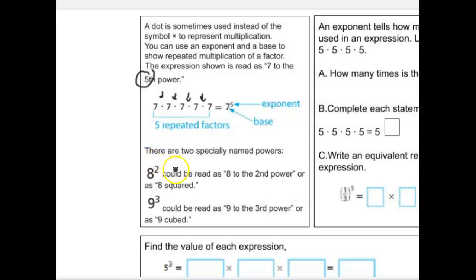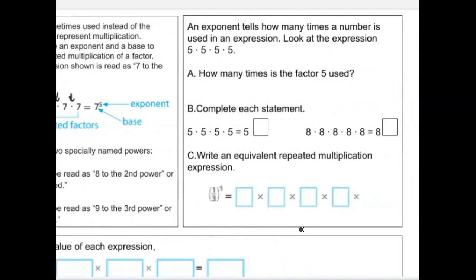Let's look beneath that. There are two specially named powers. 8 squared could be read as 8 to the 2nd power or as 8 squared. This one right here could be read as 9 to the 3rd power or as 9 cubed. An exponent tells us how many times the number is used in an expression. Look at this expression: 5 times 5 times 5 times 5. How many times is the factor 5 used? If we look at it, it's 1, 2, 3, 4. So 4 times.